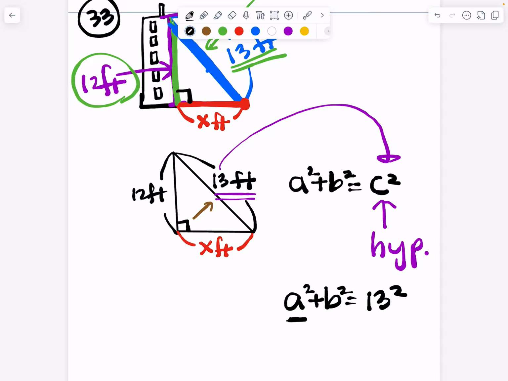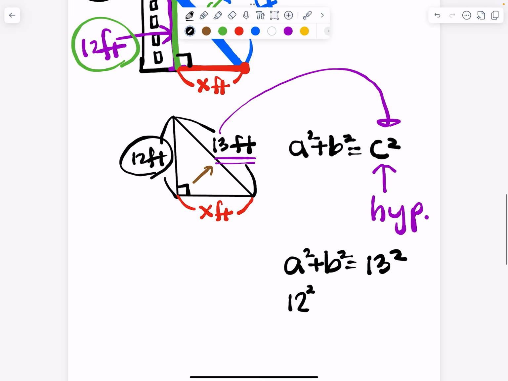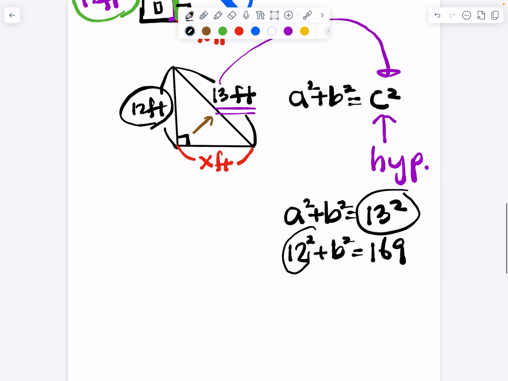Now, are you given any of the legs? Yes, you are. You're given one leg length, 12. Mrs. Moon, where can I plug in? Is it for a or b? It doesn't matter. Either leg, okay? So for the convenience of it, 12 for a, for the first unknown variable. So plus b squared is equal to 13 squared. In your head, I know you guys can, 13 squared is 169, right? And 12 squared is 144. So 144 plus b squared is equal to 169.